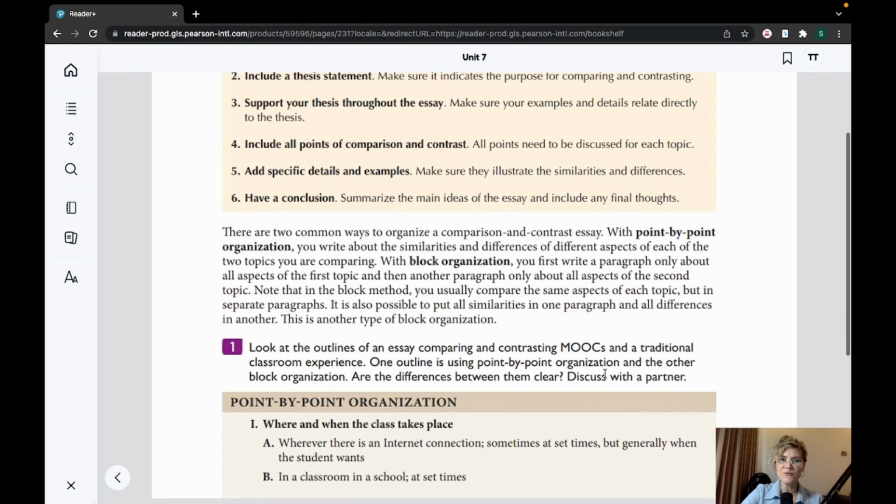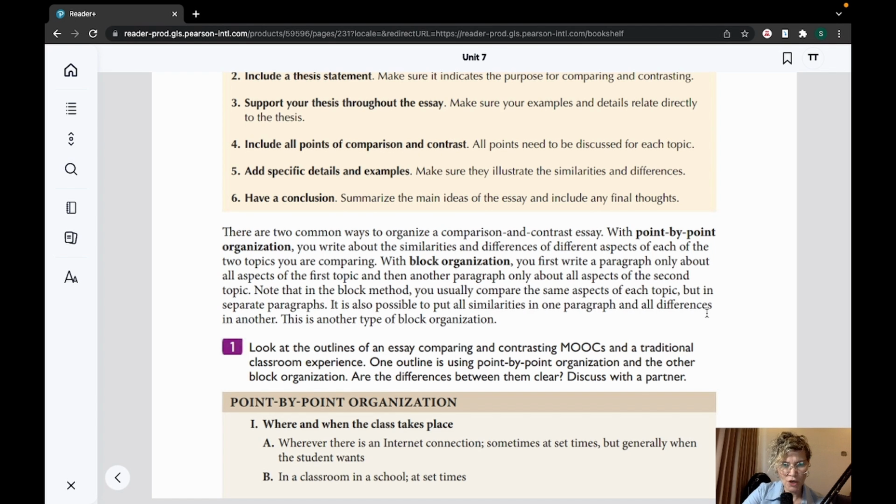There are 2 common ways to organize a comparison and contrast essay. With point-by-point organization, you write about the similarities and differences of different aspects of each of the 2 topics. So if you use a point-by-point, you'd probably, in the first body paragraph, in your topic sentence, mention and introduce the first subtopic, and then in the body paragraph, your first main point would be the similarities, and then the second main point would be the differences.